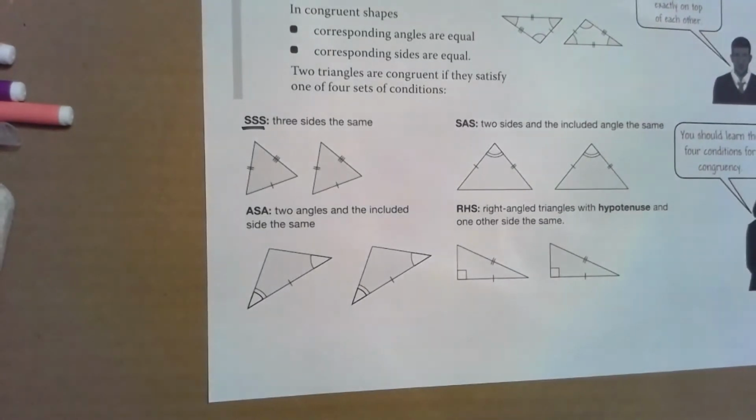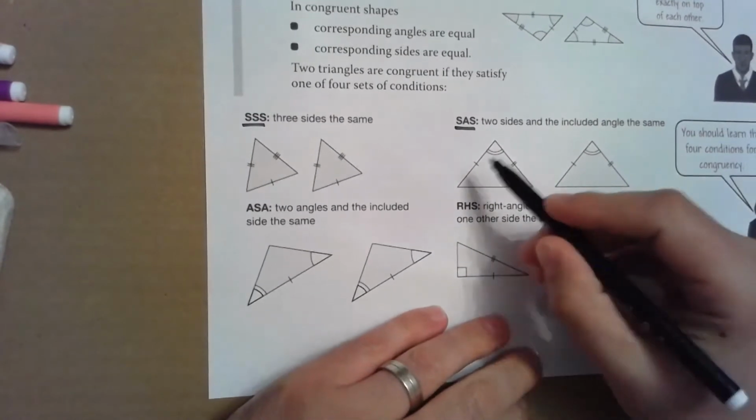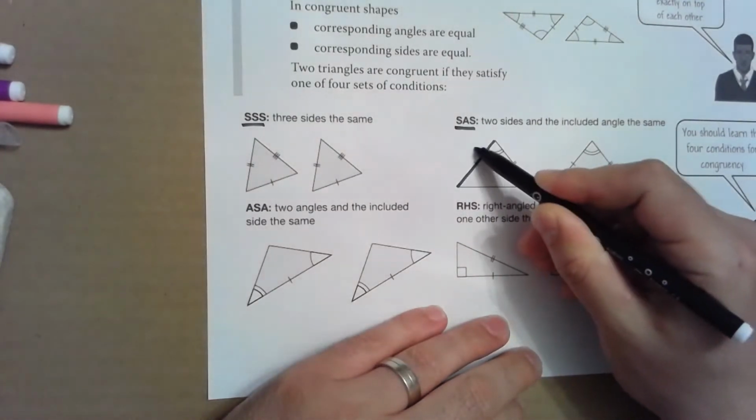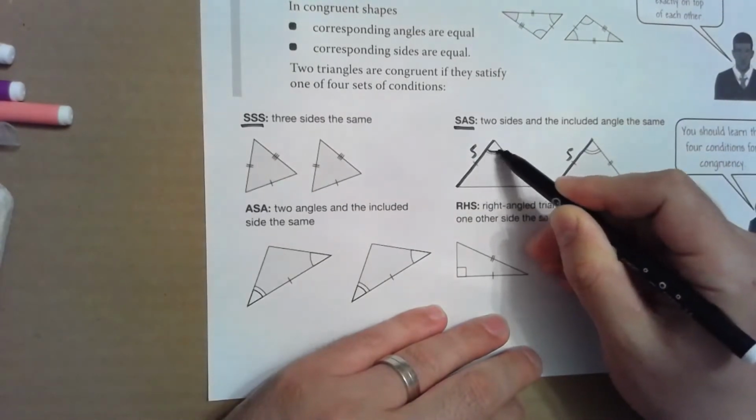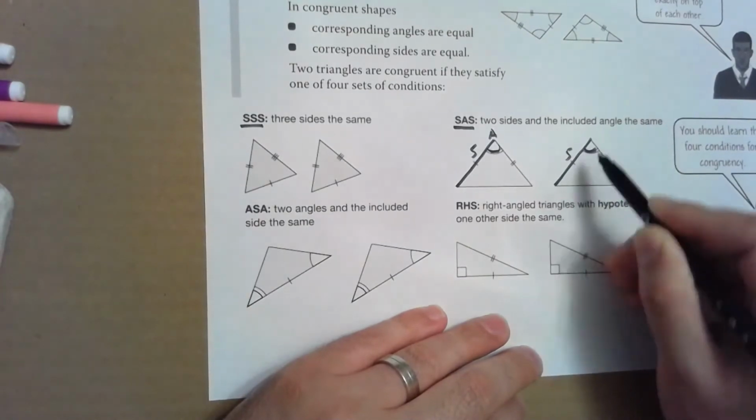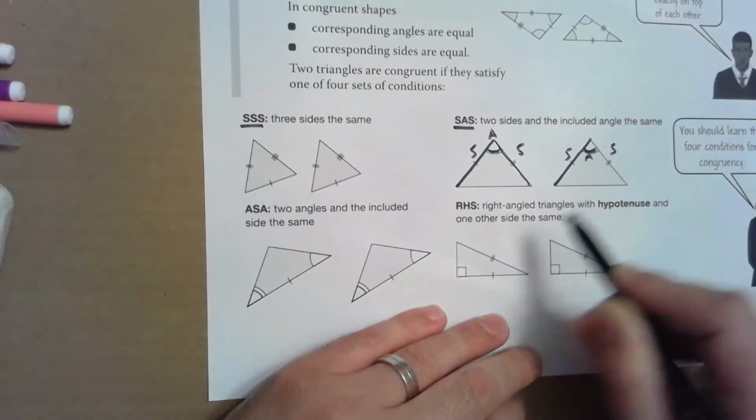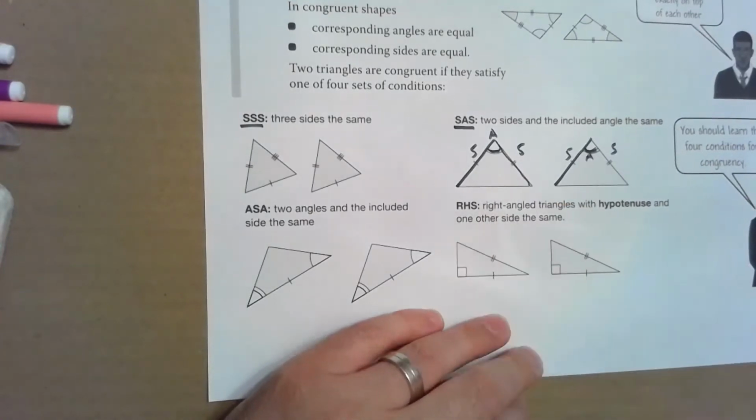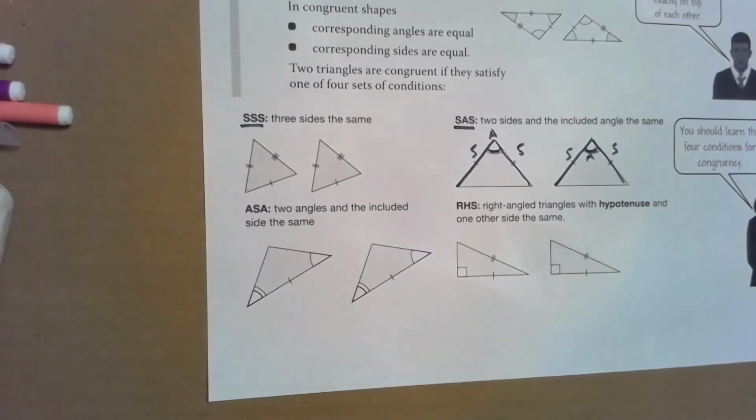Second one, SAS. So this says if you have a side length, an angle, and then another side length, so you've got an angle included in between 2 side lengths. When that happens, then the 2 triangles have to be congruent.